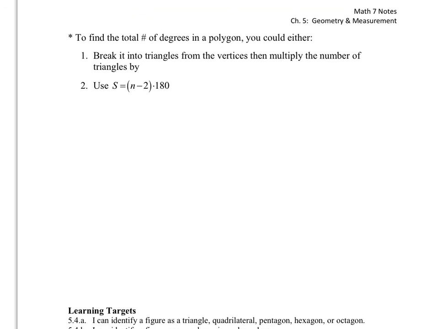So we actually have a formula that helps us do this. To find the total number of degrees in any polygon, you can break it into triangles and then multiply how many triangles you have by, what are we going to multiply by? 180. 180 degrees, because one triangle is 180 degrees.